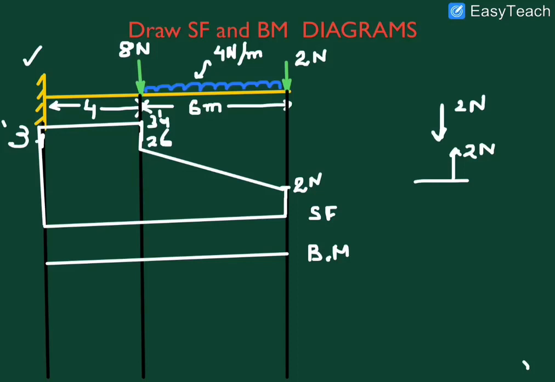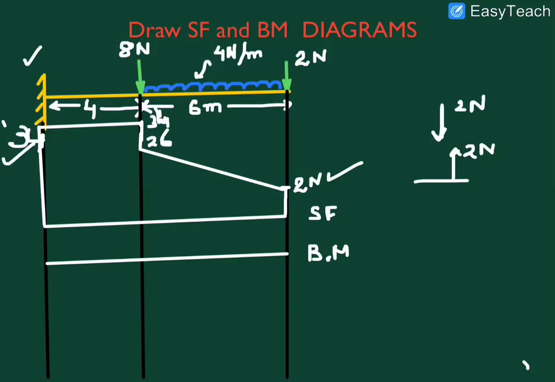This is the figure for the shear force diagram. To repeat, this is 2 Newton as we move down 2 Newton, then 4 into 6 is 24, 24 plus 2 is 26, then 8 Newton is downward, means 26 plus 8, that is 34. Then from this zone there is no force present, so we move 34 in a straight line, and we complete the figure. This one is 34. Okay. Now we draw the bending moment diagram.